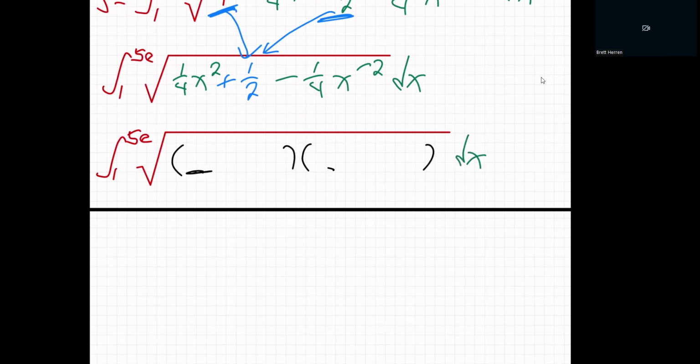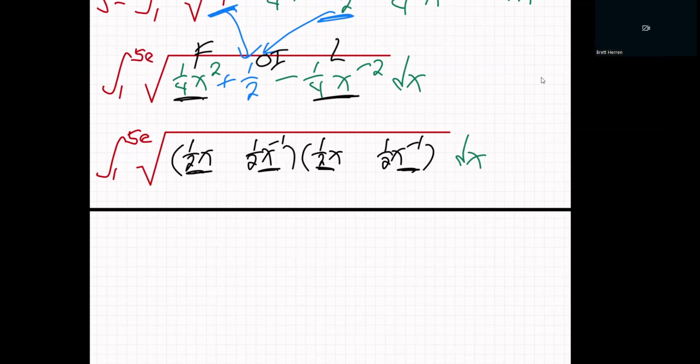And what times what makes a fourth x squared? Well, a half x and a half x, right? Remember, think about FOIL. Last times last to make last. What does that? A half x to the minus 1, a half x to the minus 1, right? Because out front numbers multiply, powers add. Now, how do you get minus there? You have to have 1 plus, 1 minus, right? You seeing that?